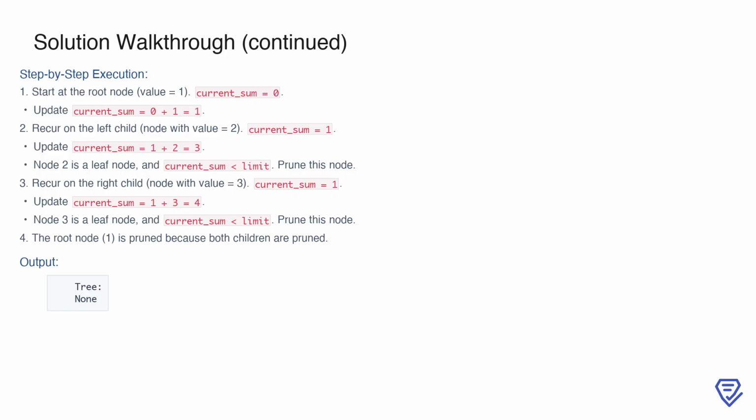Since node 2 is a leaf node and its path sum is below the limit, it is pruned. Similarly, for the right child, node 3, the current_sum becomes 4. As this also does not meet the limit, node 3 is pruned. With both children pruned, the root node is also pruned. The output tree is empty, showing that the entire tree can be removed when no path meets the limit.